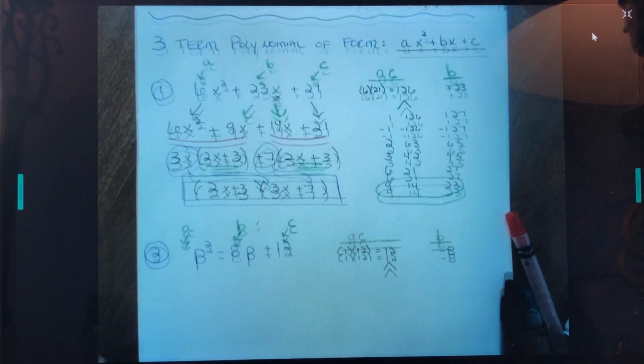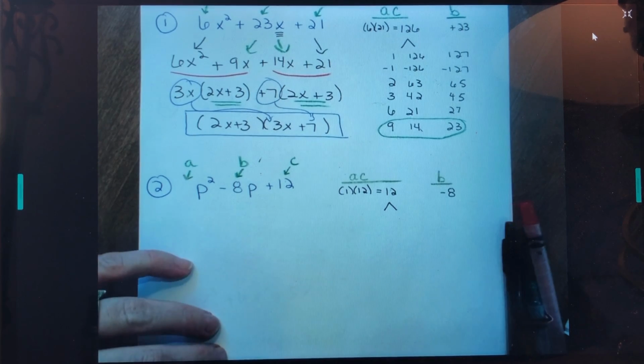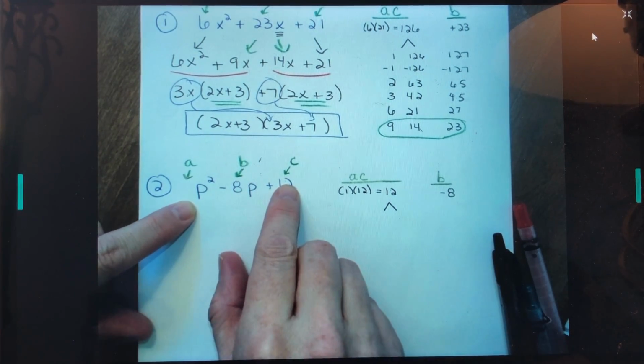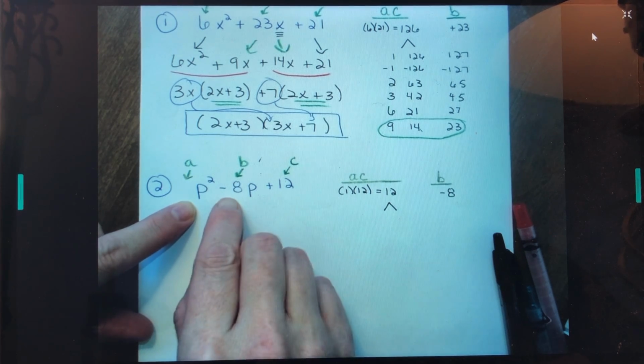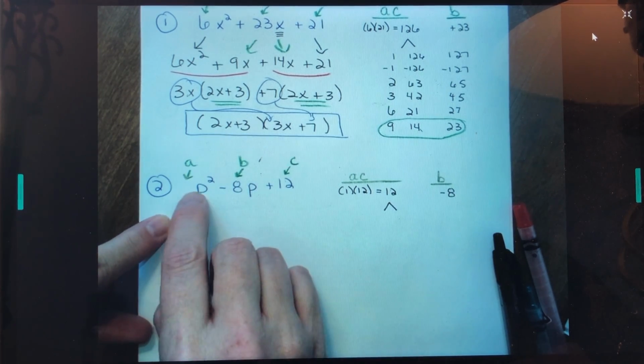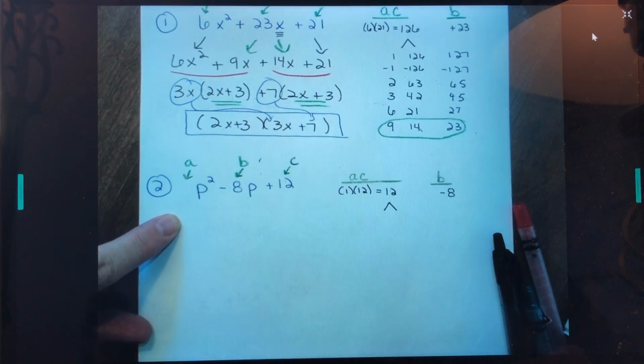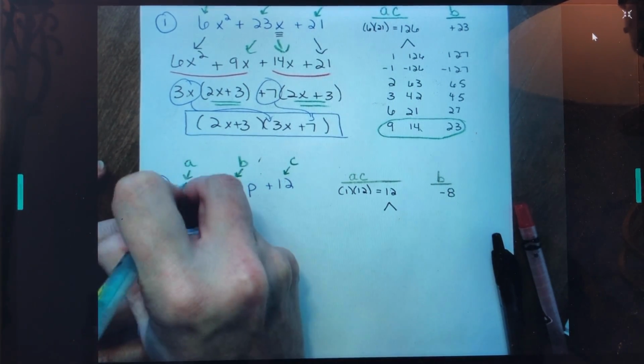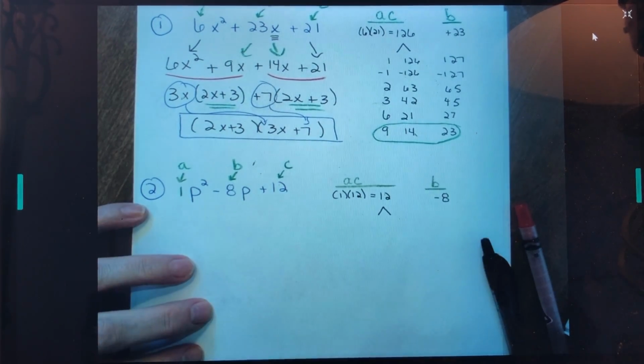Okay, so let's do the second one. I wanted to call out that this trinomial, again, is in descending order. There's no GCF. It's pretty obvious what the b is. That's -8, and the c. But I don't see a coefficient here. When you don't see a coefficient there, it's because it's a 1. And so if it helps you to put it in, go ahead.